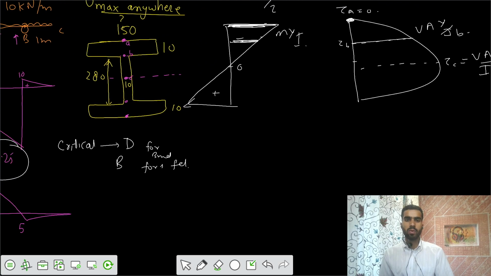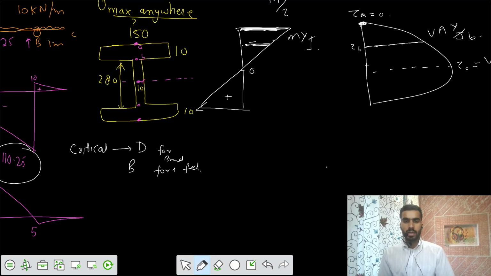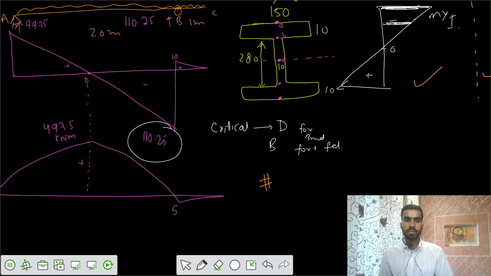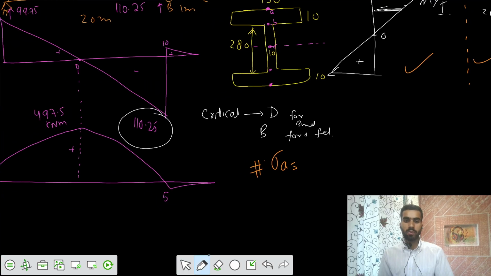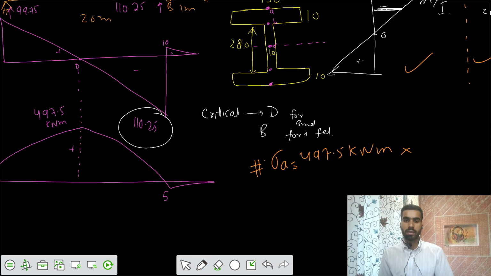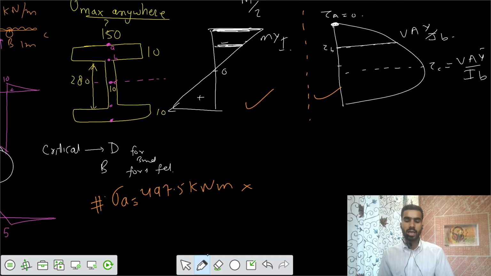This is the general condition that you have to take. But if you analyze the problem now, you would get amazed at how the problem was actually designed. Let's take the stresses at A for the maximum bending moment. The stress at A would be with a bending moment value of 497.5 kilonewton meter, and Y would be Y max, which is 140 plus 10, that's 150 millimeter.